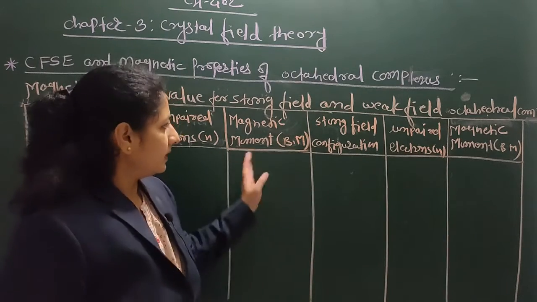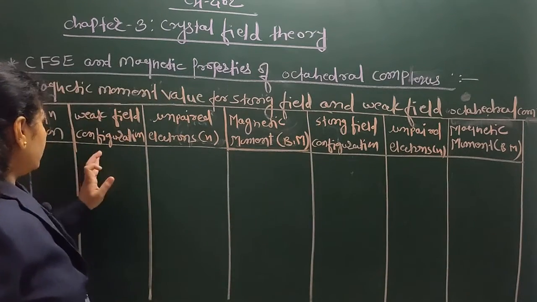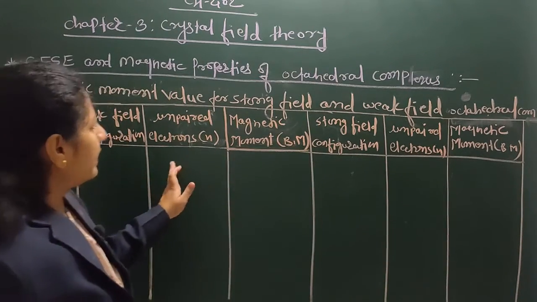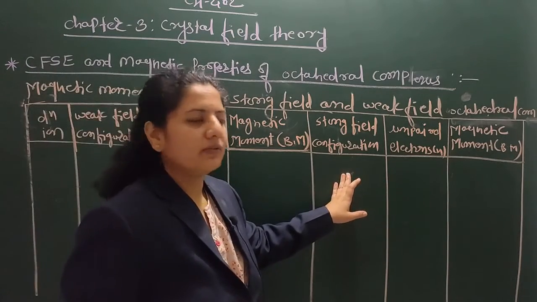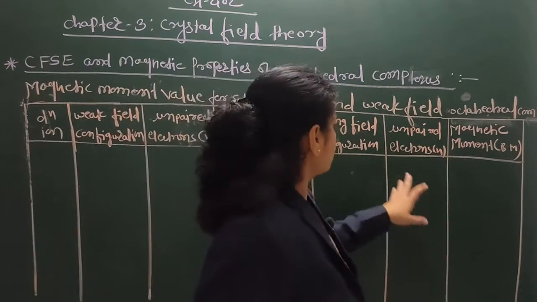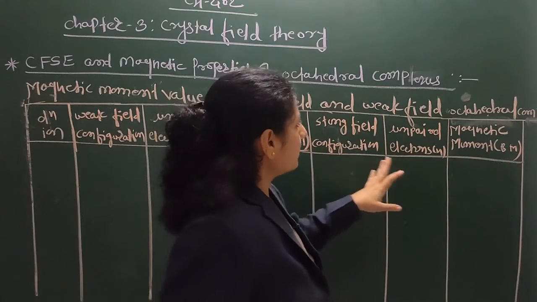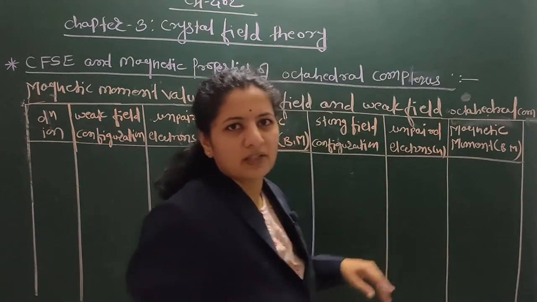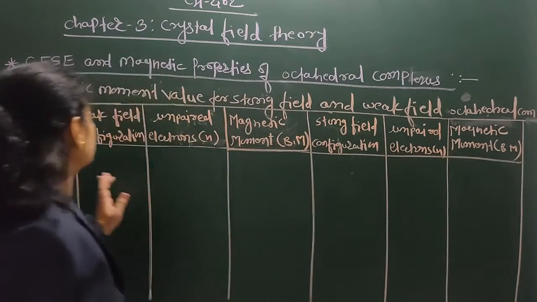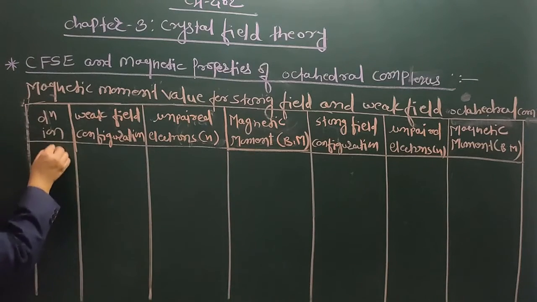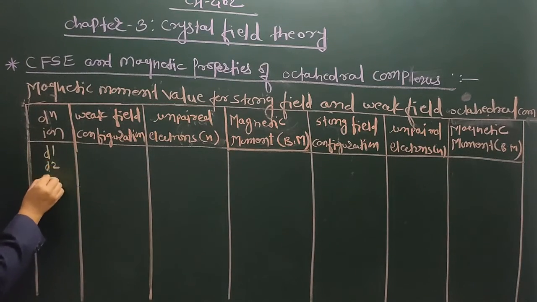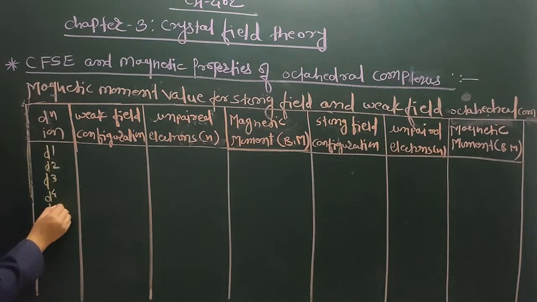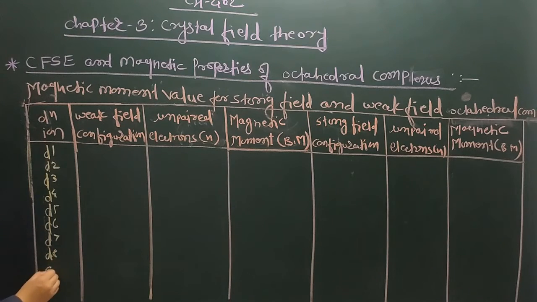So here there will be the d ion for weak field, their unpaired electron, magnetic moment, strong field configuration, unpaired electron of strong field configuration and the magnetic moment of their respective complexes. So let's discuss the various systems: d1, d2, d3, d4, d5, d6, d7, d8, d9 and d10 system.